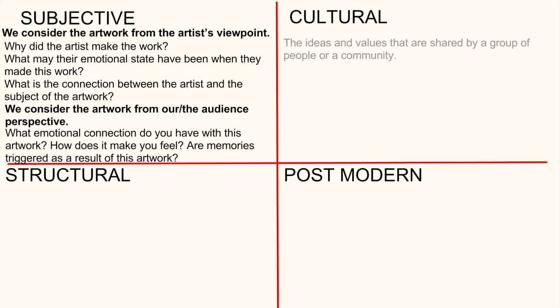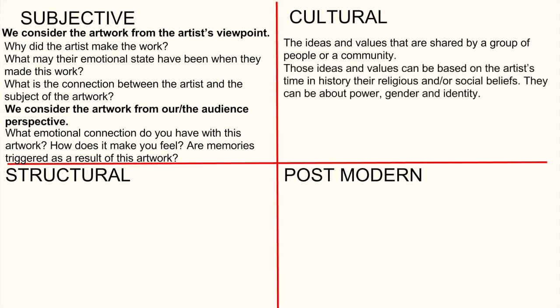Now, when we look at the cultural frame, it's a little bit more specific. It's looking at ideas and values that are shared by a group of people or a community. Now, it does depend on when the artist lived, their time in history, what their religious or social beliefs were at the time, and often they are framed by the ideas and values of those particular constructs. We can actually look at them in terms of power, gender, identity, politics. There's a whole range of different cultural constructs that we can actually think about when we look at an artwork.